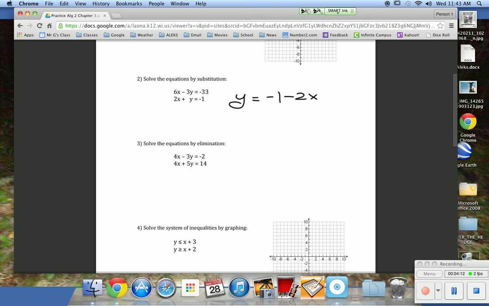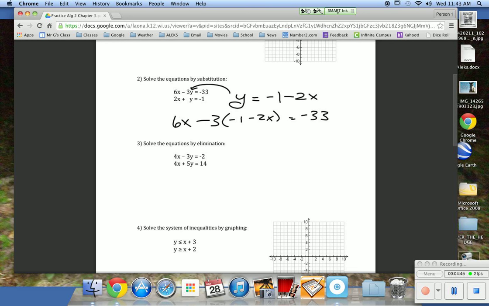Okay? See how we got that, though? See why we got it? Because it's easy. Now we're going to take this y, and we're going to plop it back into this other equation. So we're going to have 6x minus 3 times (-1 minus 2x) equals -33. Why did I put that -1 minus 2x in here, Preston? That's y, right? We replaced that y. Katie, do you see that?